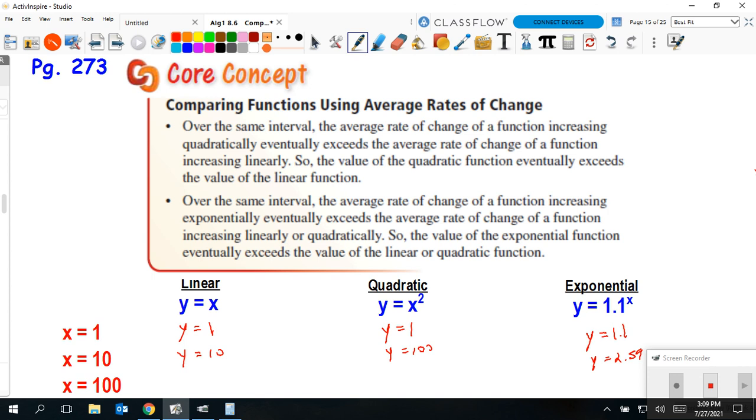All right, so now let's go for an interval between 1 and 100. So if you plug in 100 here, you're going to get 100. So after 100 days, you have in the linear account $100. Here in the quadratic, it'd be 100 times 100, which is going to be 10,000. And after 100 days, you have $10,000.